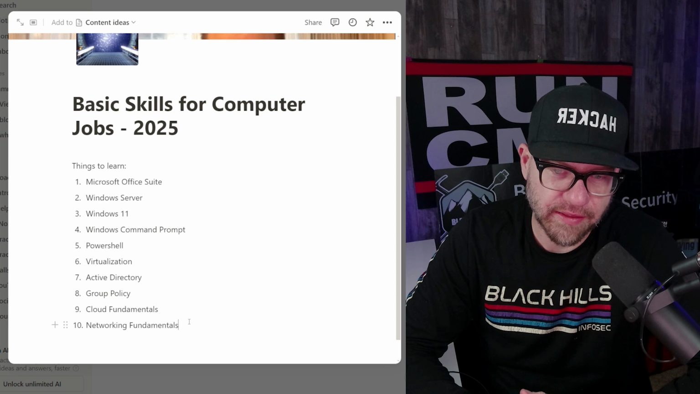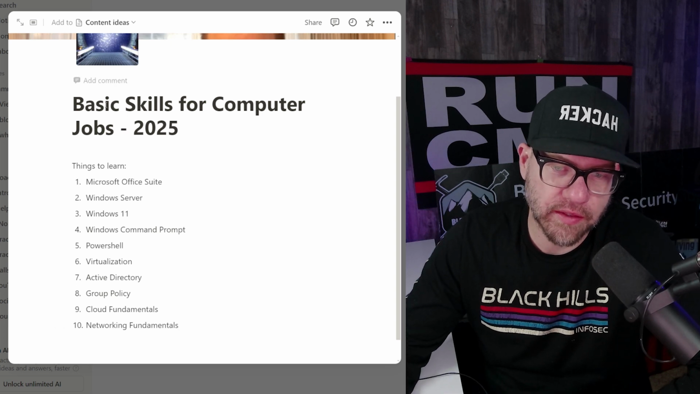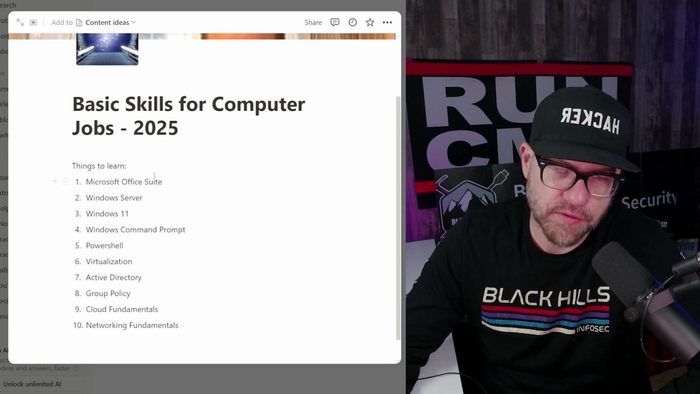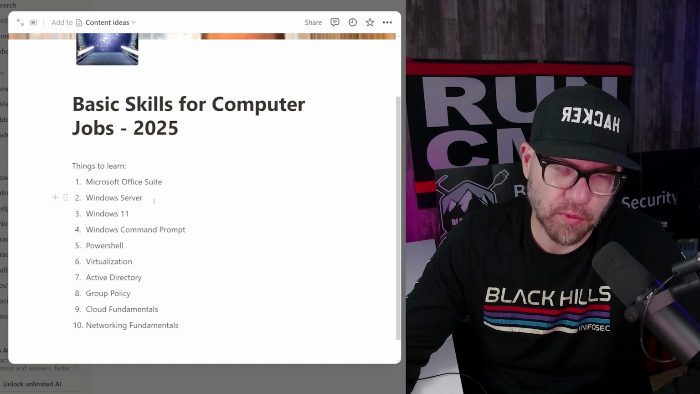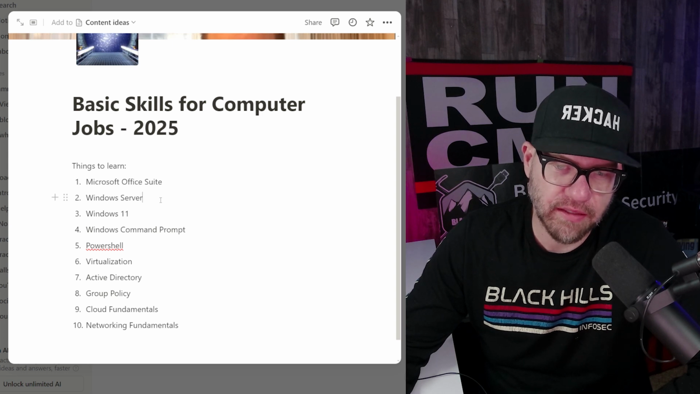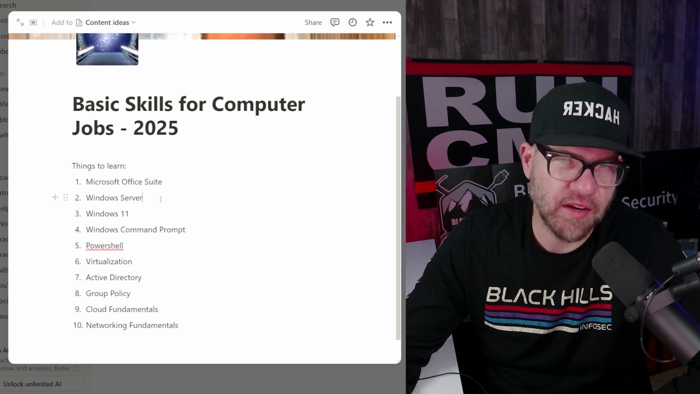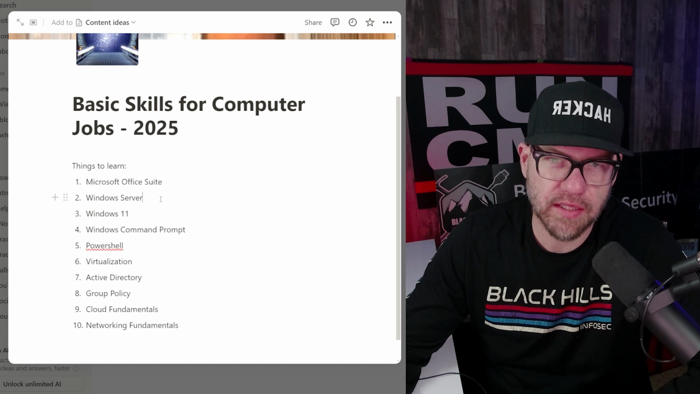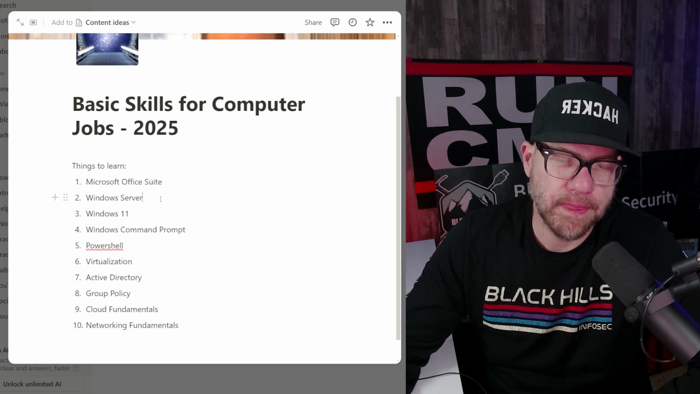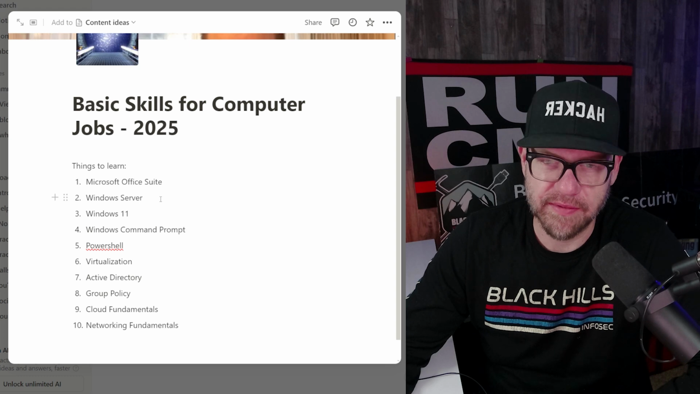Other things that I think fall in line are knowing and understanding Microsoft Suite, Windows Server, and Windows 11. Well, really just Windows Server and Windows 11. What I would highlight here more specifically is navigating and understanding just the fundamentals of Windows Server and Windows 11. That's going to be most helpful for you from a basic perspective.